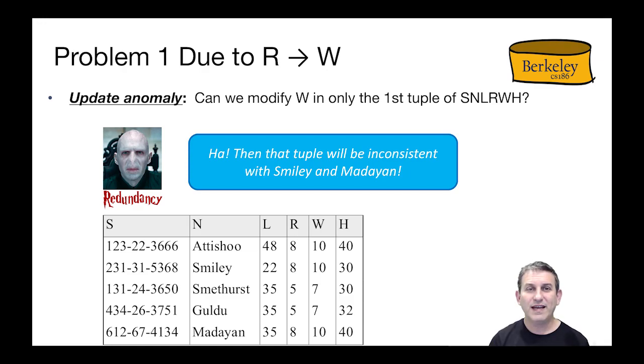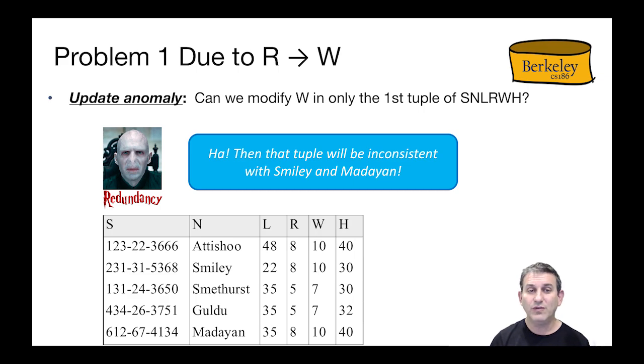The first problem we're going to look at is called an update anomaly, and we're going to look at it in the context of the functional dependency R determines W. So suppose we want to give Achu a raise, raise his wage from 10 to 12. Can we modify the wage of just Achu? And the answer is no, because that tuple then would be inconsistent with Smiley and Marian, both of whom are also rating 8. So we're stuck here.